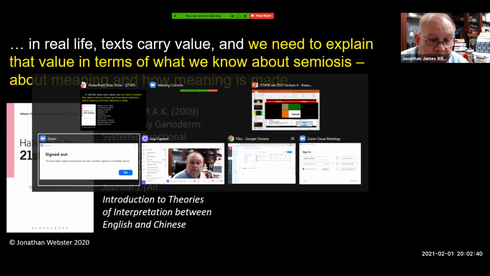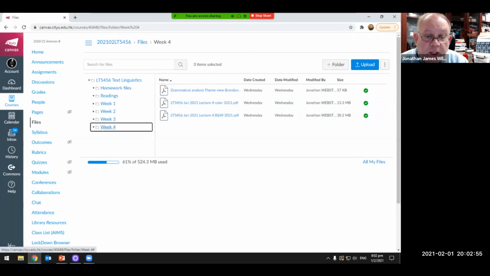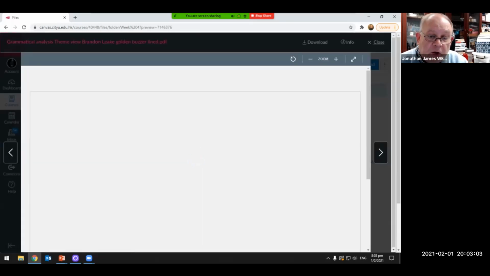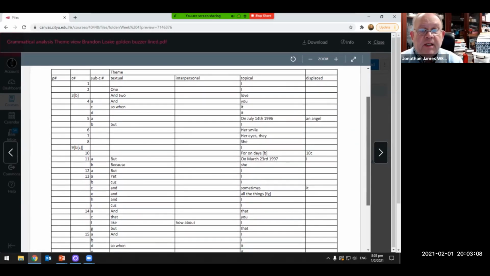go to Canvas and show you. All right, you're looking at it, right? Yes. All right, so what we're looking at, by the way, week four, you've got the grammatical analysis theme view. Now, in fact, I'm already giving you what the theme will be like. I'll go through it after you finish the clause analysis. I'll come back and talk about my analysis of the theme structure here.